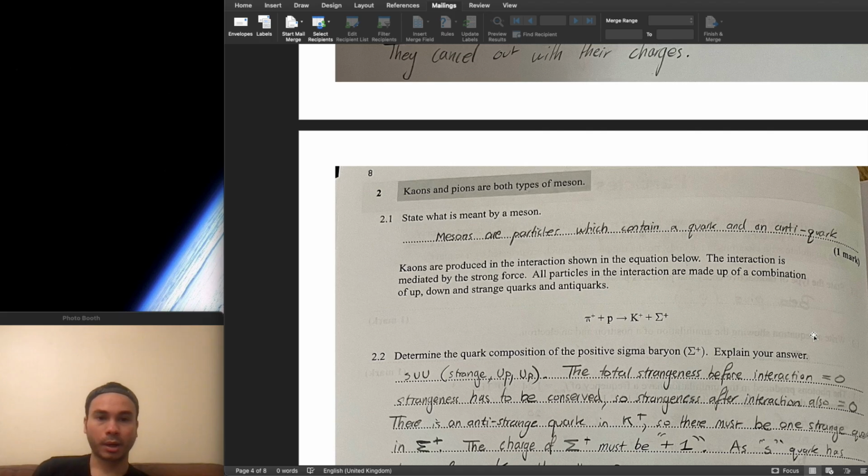Right, kaons and pions are both types of mesons. State what is meant by a meson. So, definition of a meson: mesons are particles which contain a quark and an antiquark. And remember, we have that hexagon shaped diagram which I got you to remember, giving you the compositions of the kaons and the pions.